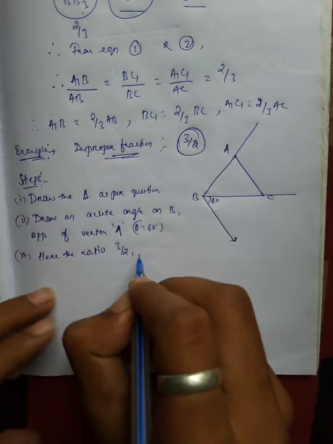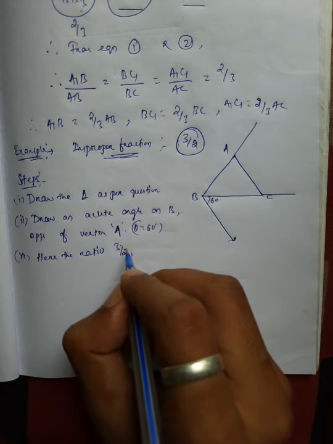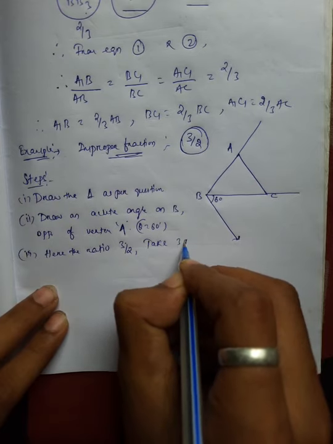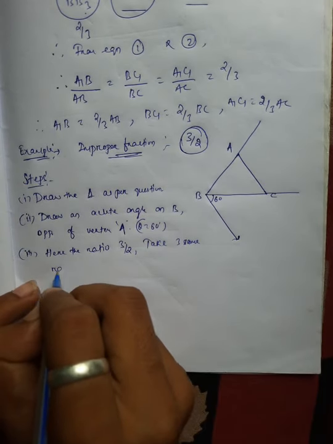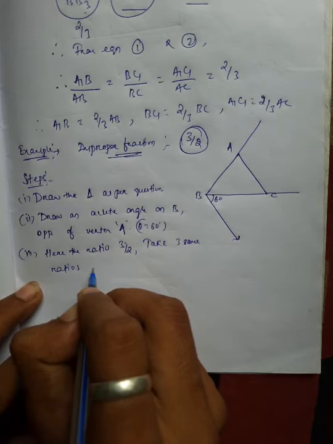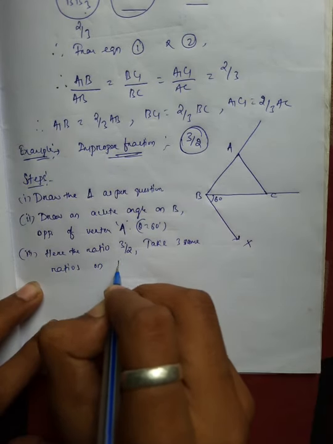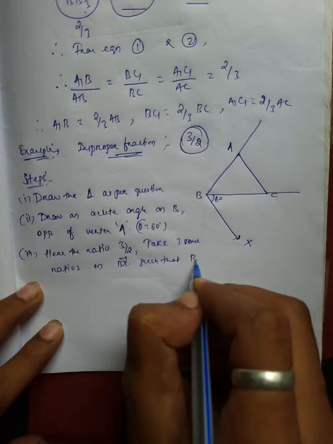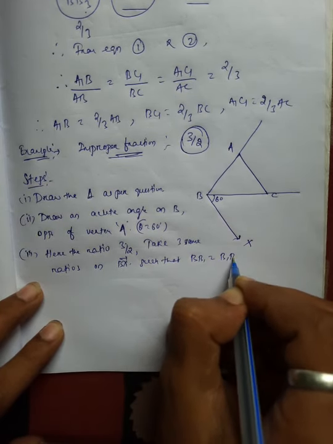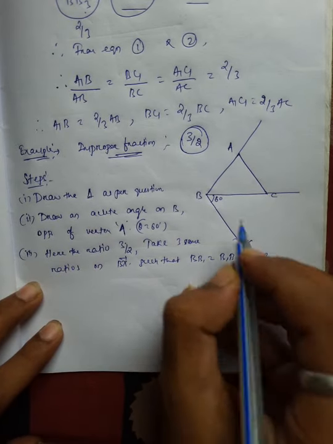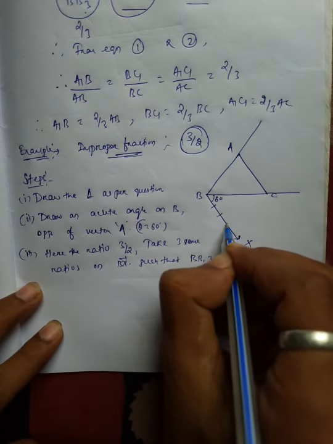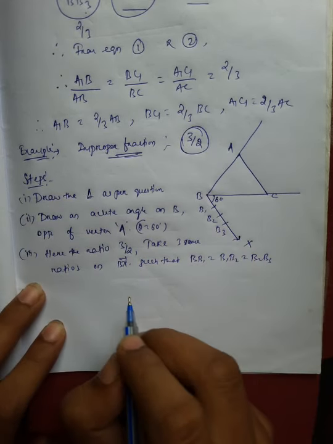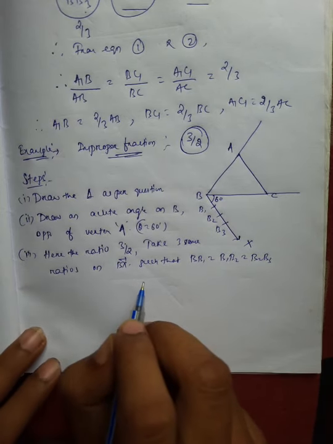Which is the larger one? In this case 3 is the larger one, so we have to take 3 same ratios on BX, such that B1 equals B1B2 equals B2B3. Here are B1, B2 and B3.